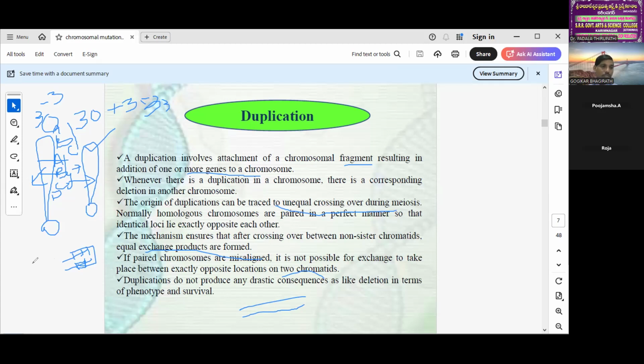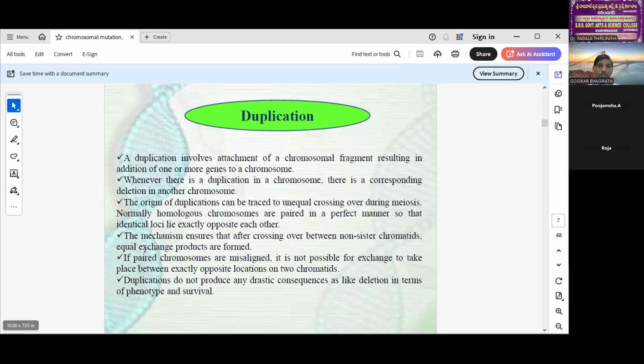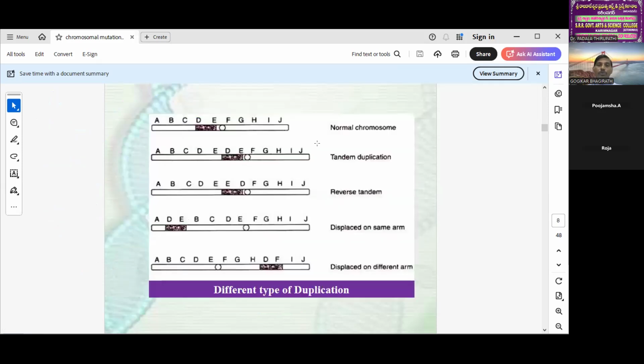So next, duplication types. We can go for duplication types. So duplications are again classified into 3 types. One is tandem duplication, another one is reverse tandem duplication, third one is displaced duplication. So what is meant by tandem duplication?